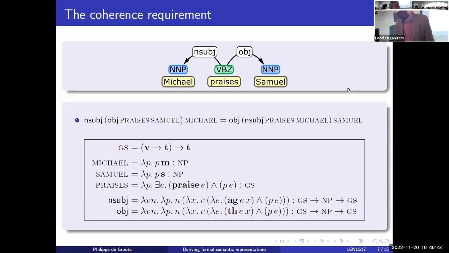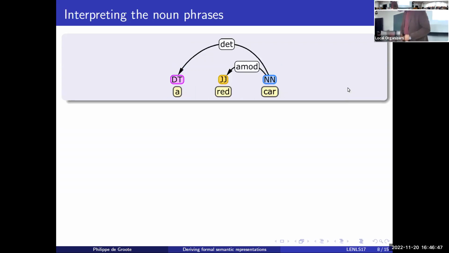Now let's look at the noun phrases. A red card. Even though we do not have a notion of constituent, what we have at least is the notion of a head, and all the things that are dependent on that head, like in here, a red card. And again, I should apply my coherence requirement to this.